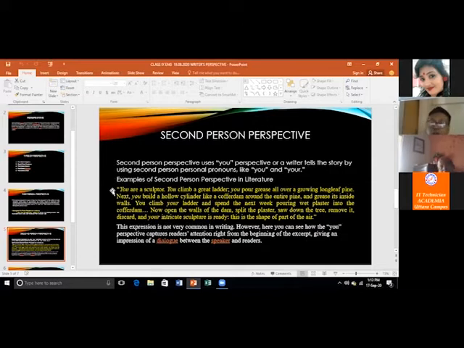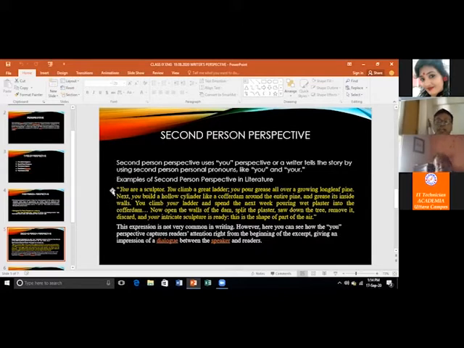You are a sculptor. You climb a great ladder. You pour grease all over a growing long leaf vine. Next, you build a hollow cylinder like a cofferdam around the entire pine and grease its inside walls. You comb your ladder and spend the next week pouring wet plaster into the cofferdam. Now open the walls of the dam, split the plaster, saw the tree, remove it, discard, and your intricate sculpture is ready. This is the shape of part of the year.